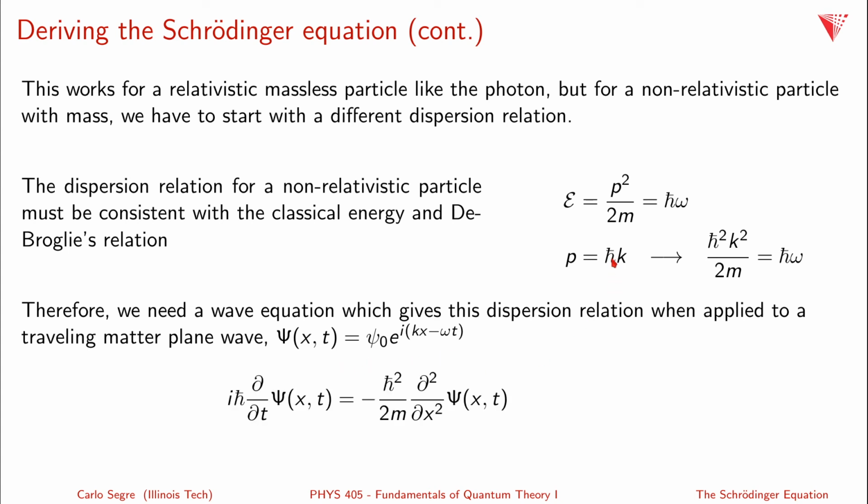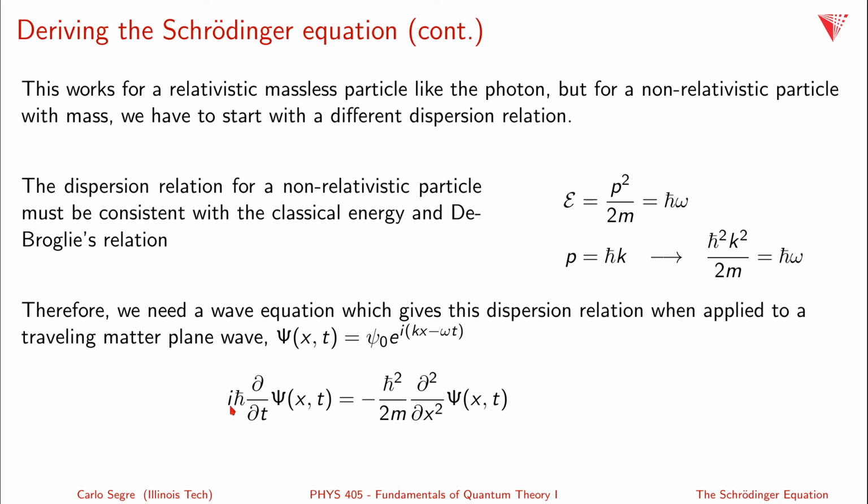If I realize that I only get one power of h bar omega here, then the time derivative must be a single derivative, not a second derivative. Whereas I get k twice, I get k squared, so the spatial derivative must be a second derivative. And this leads to the notion that you have i h bar times the partial derivative with respect to t of my wave function is equal to minus h bar squared over 2m, which are the constants here in front, times the second derivative with respect to space of psi of x and t.